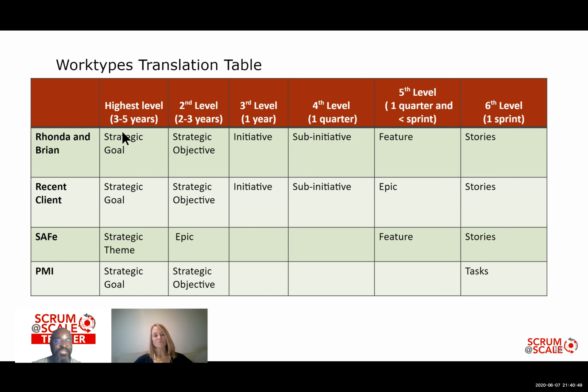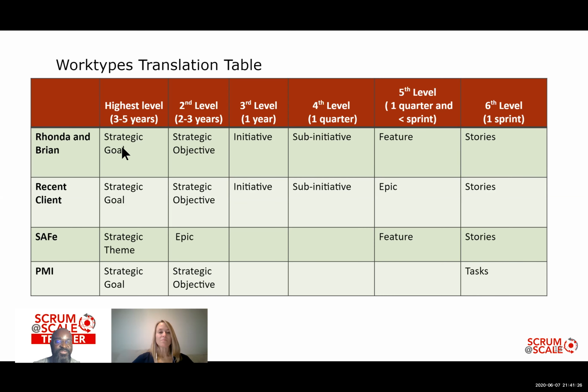So you can see the highest work types, strategic goals, that Brian and Rhonda are using in our standardized work type definitions. You can see that the time frame by which we believe these should be completed is 3 to 5 years, right? So these are big items directly related to how we move from our mission to our vision. But then we have a lower level here, right? That is 2 to 3 years, and these are our strategic objectives.